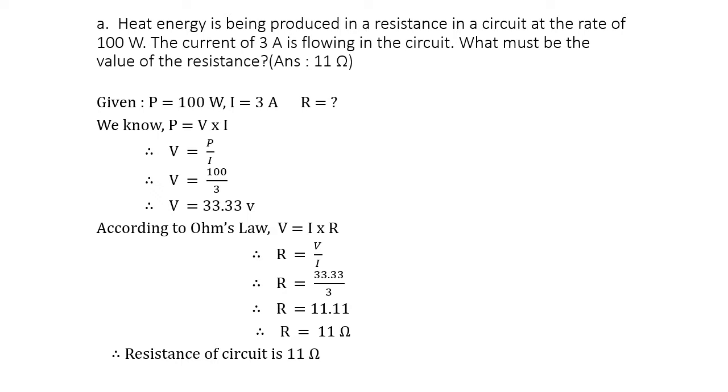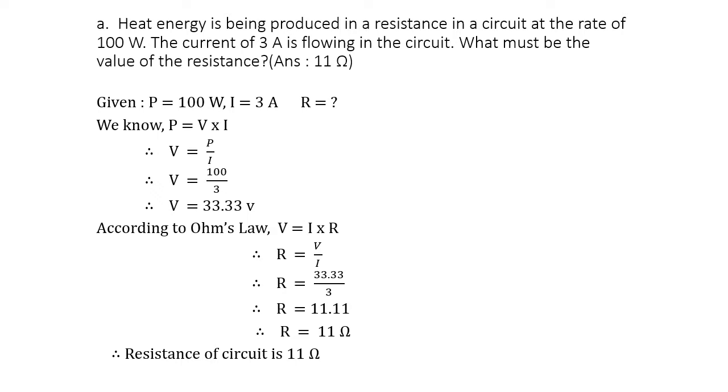So let's see what is given. It is said that heat energy is being produced in a resistance in a circuit at the rate of 100 watt. So we know that watt means what? It's a power. Unit of power means we are given the power of the circuit as 100 watt. So P stands for the power. So P is equal to 100 watt.